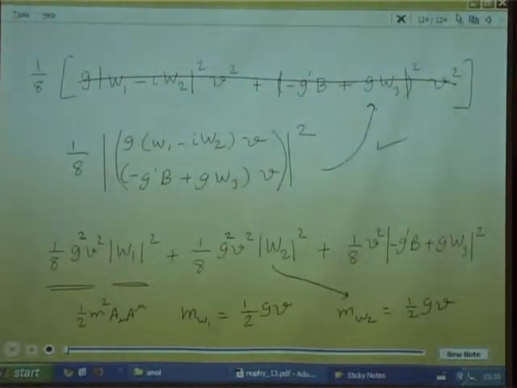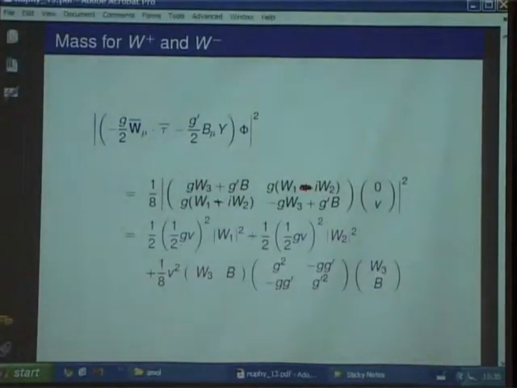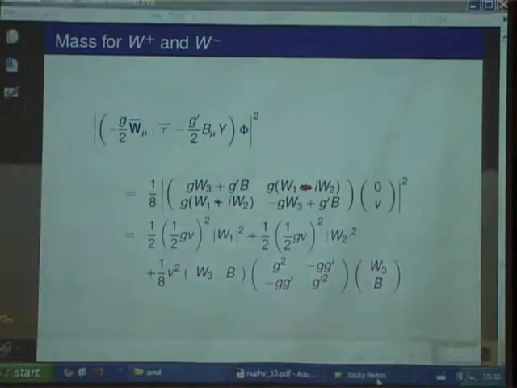The mass came because V was non-zero. And V was non-zero because I chose this potential, which was minimum at. So this is how my W1 and W2 got a mass. So therefore, these two terms will give me mass for W1 and W2. Now let's look at the third term.